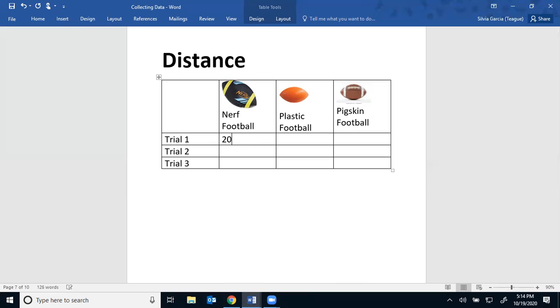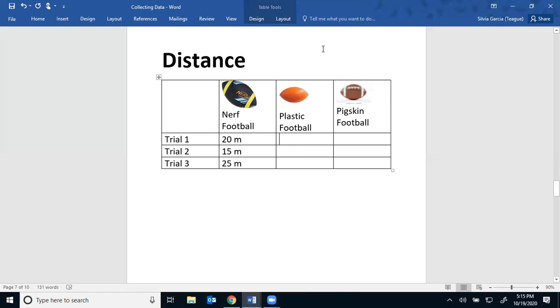Let's say that the distance was 20 meters. I would write it like this. And then the same Nerf ball, the second time I would go back to the start line. The distance was 15 meters. I'm not going to use feet. I'm not going to use the customary system. I'm going to use metric. And then the third time when I measured the distance, it was 25 meters. Those are 3 trials. I did my experiment 3 times with my Nerf ball.